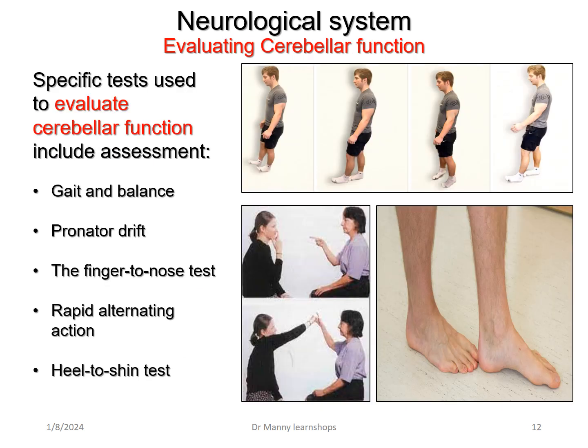We can also assess cerebellar function, and this relates to specific tests which can be used to assess this function. This can include gait and balance testing, pronator drift, the finger to nose test, a rapid alternating action, and the heel to shin test, which are all indicated in the diagrams in front of you.